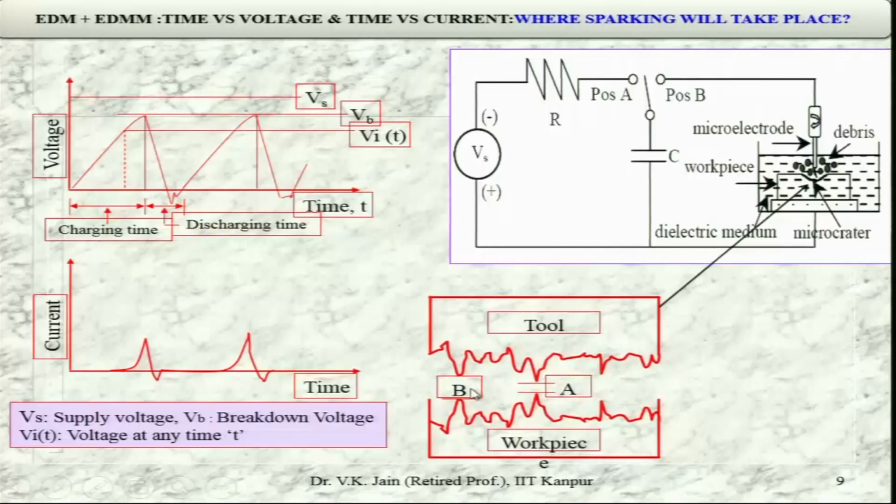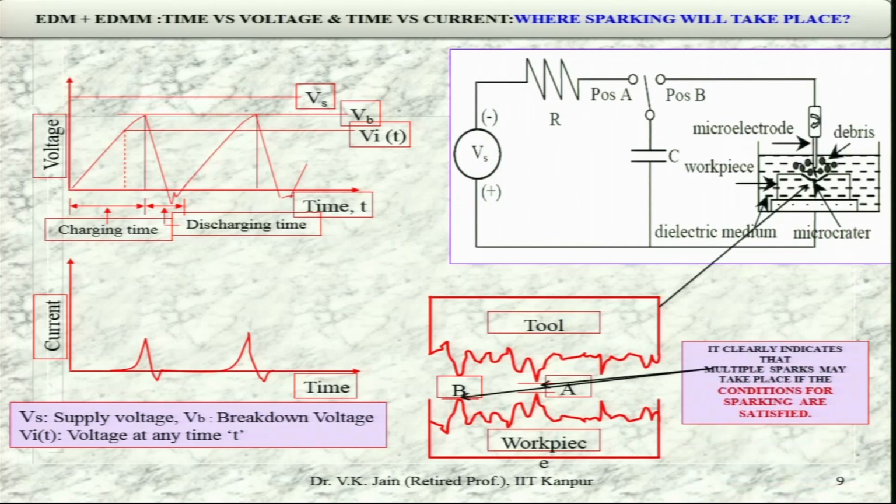But if this condition is satisfied, multiple sparks may take place at the same time, and in fact in real life it is suggested by many researchers that it is a multiple sparking process rather than a single sparking process. It clearly indicates that multiple sparks may take place if the conditions for sparking are satisfied, as shown here at A and B.